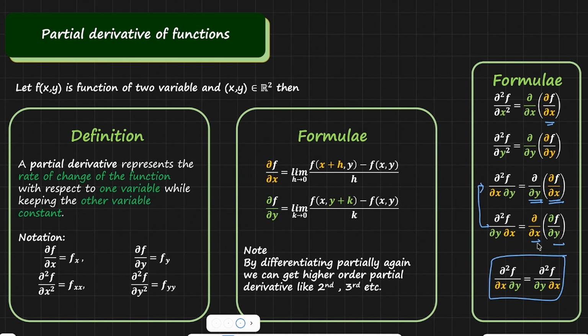This is called Clairaut's theorem. It means that if you differentiate partially first with respect to x and then with respect to y, or first with respect to y and then with respect to x, both are the same.